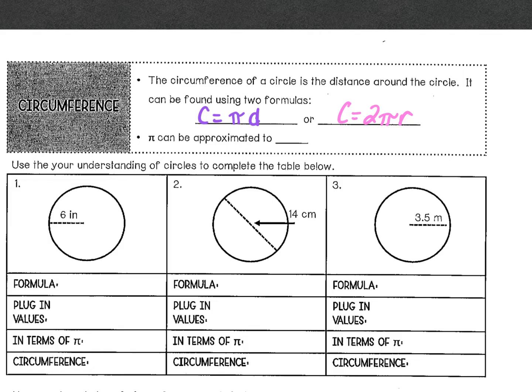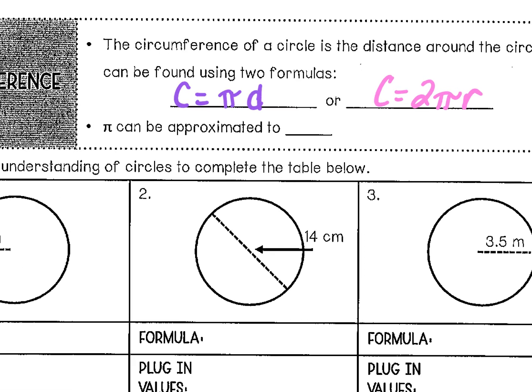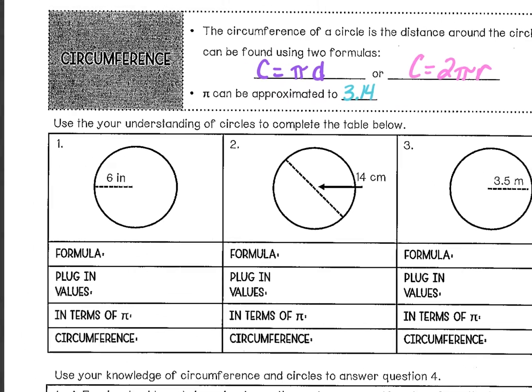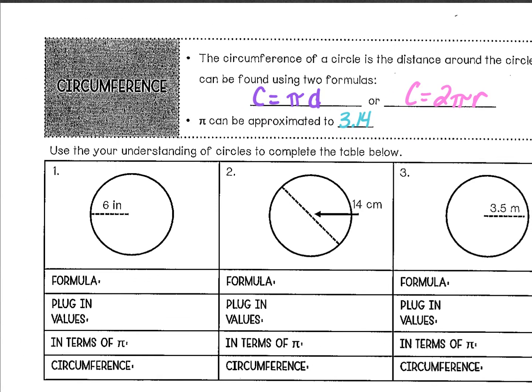And then we talked about pi can be approximated to 3.14. We'll be using that. When you get to high school, you'll end up using pi and rounding correctly. Okay, so let's talk about this radius and diameter. You can use either formula. You can pick one and stick with it, but you do have to adjust accordingly.